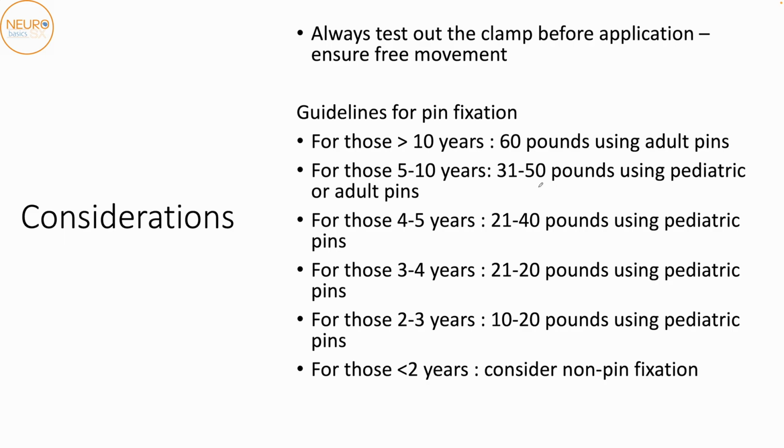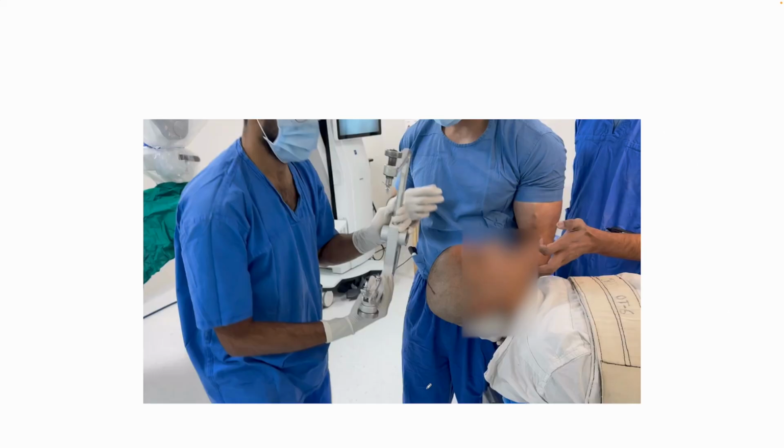You can use 31 to 50 pounds of pressure. Below 5 years of age, we would like to use only pediatric pins with even lesser pressure. At 4 to 5 years, you can use 21 to 40 pounds. That will be anywhere between 1 and 2 lines. For those 3 to 4 years, only 20 pounds. And for those 2 to 3 years, 10 to 20 pounds using pediatric pins. Below the age of 2 years, just avoid any sort of pin fixation.